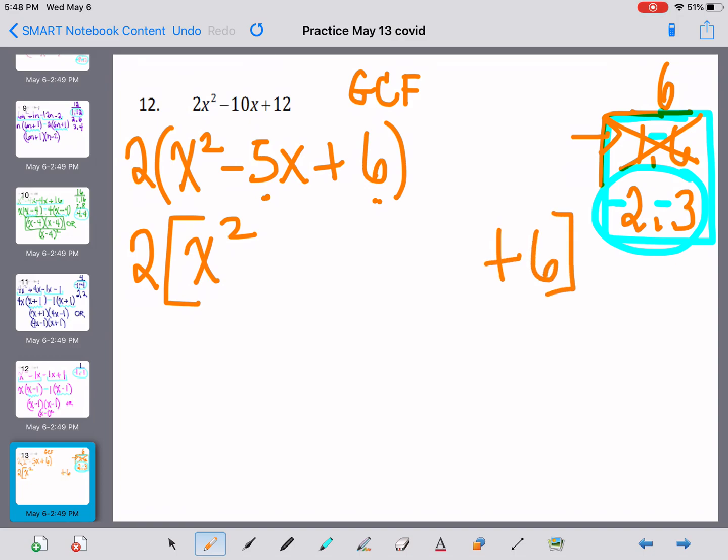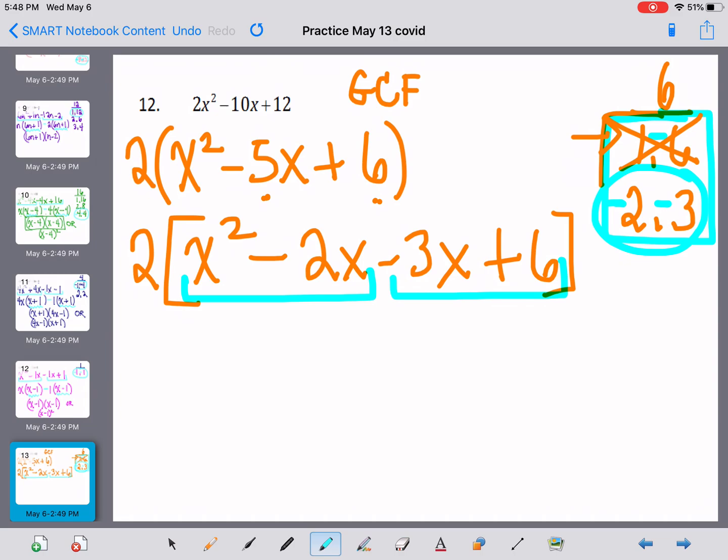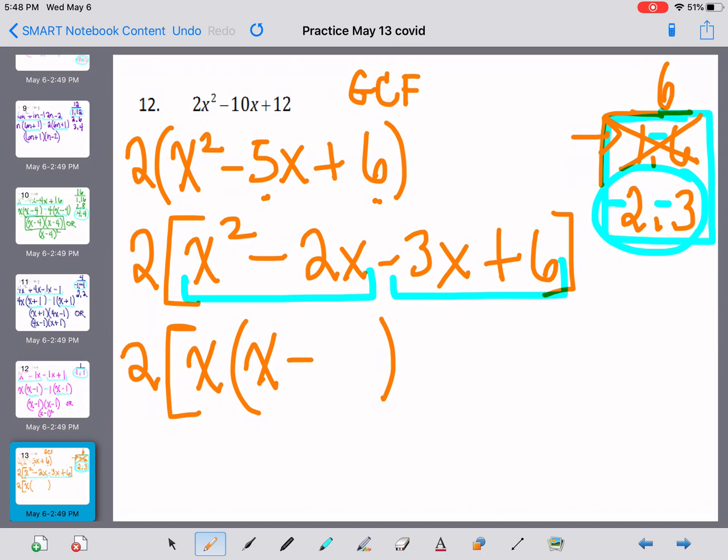Just don't forget that the 2 is one of the factors in this problem. Then we have minus 2x, minus 3x. And here's a group and here's a group. Our 2 is still out there, but the greatest common factor in the first group is an x. And if we take that out, x squared divided by x is x. 2x divided by x is 2.